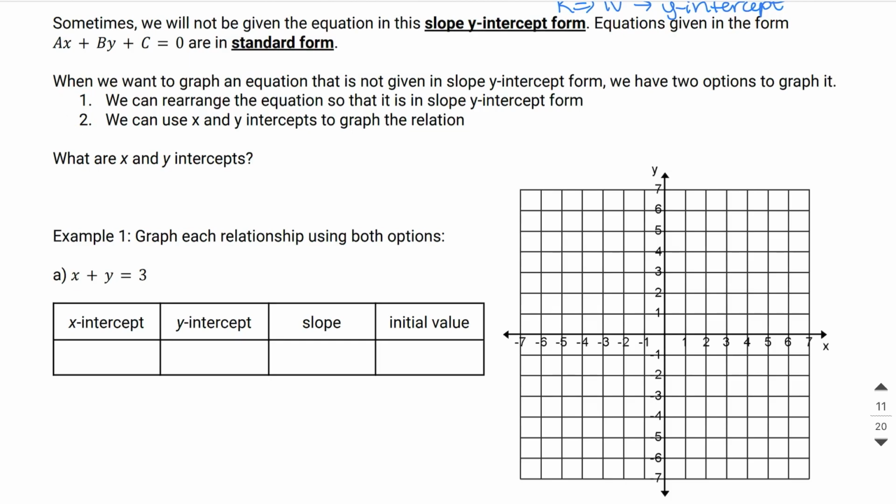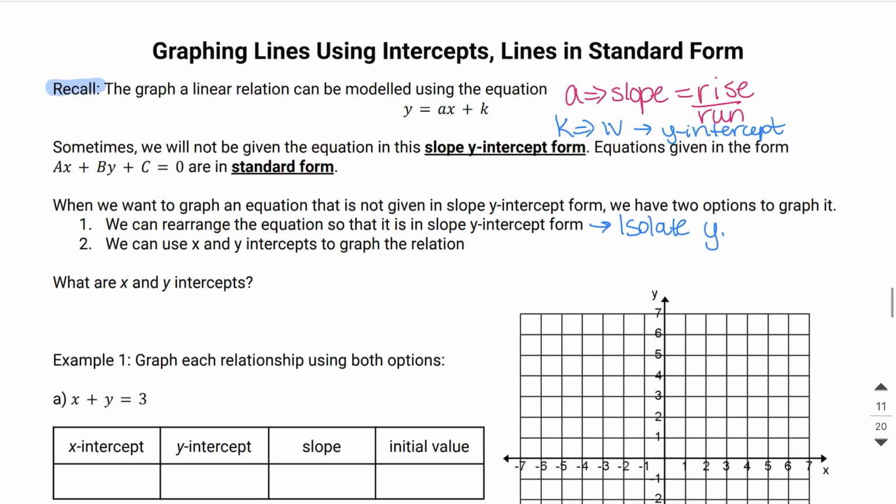We could either rearrange the equation so that it's in slope y-intercept form. Essentially what that means is you just really need to isolate y. If you notice in slope y-intercept, the y is fully alone. So we need to rearrange it so that the y is completely alone. Or we can use x and y intercepts to graph the relation. But before we do that, we have to identify what x and y intercepts are to begin with.